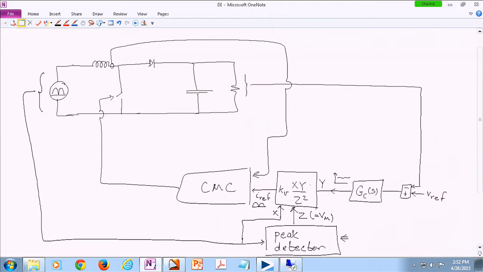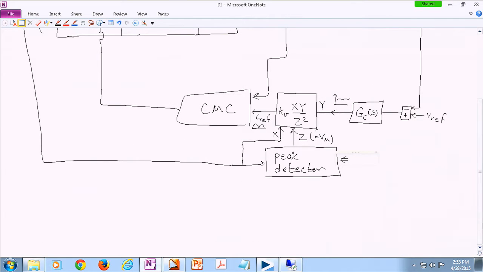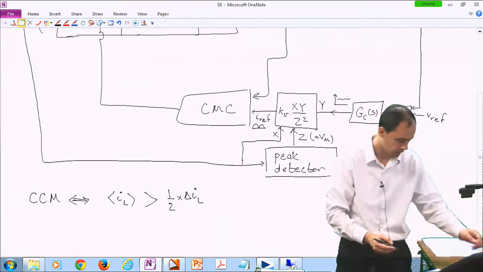One last thing to talk about, for the peak current mode controller, is how I got the value of the inductor, like 360 micro or whatever it was. Let's talk a little bit about that. So remember, our objective is to operate under continuous conduction mode. That means the average value of the inductor current should be larger than half of the ripple of the inductor current. Okay?